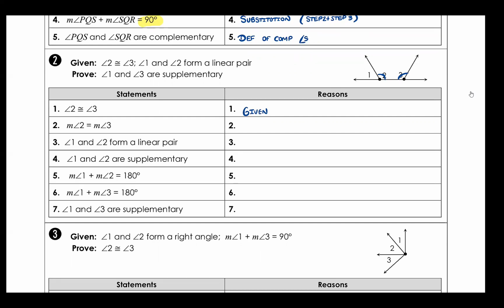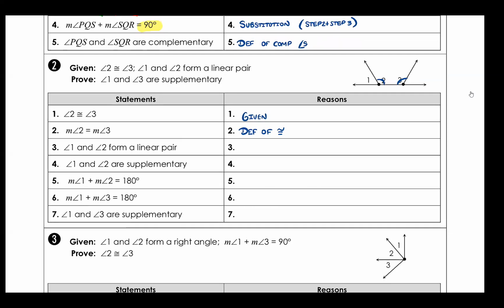So what happened from 1 to 2? What changed? They're no longer congruent. They're now equal. What allows us to bounce back and forth between equal and congruent? Definition of congruence. We just had to get everybody else in there. 1 and 2 form a linear pair. Given.